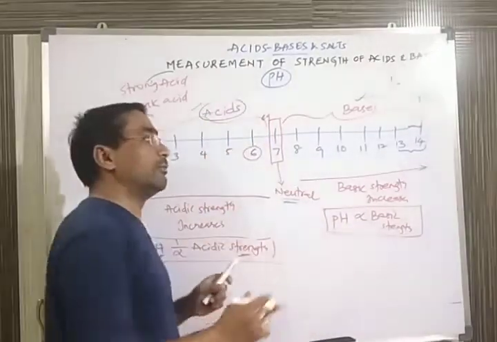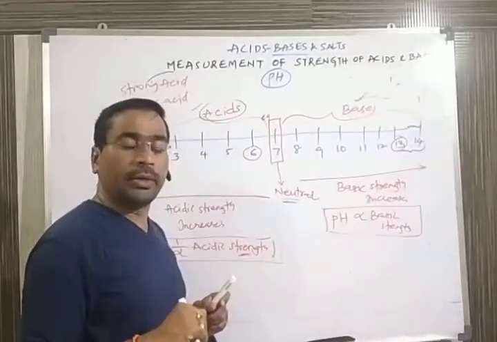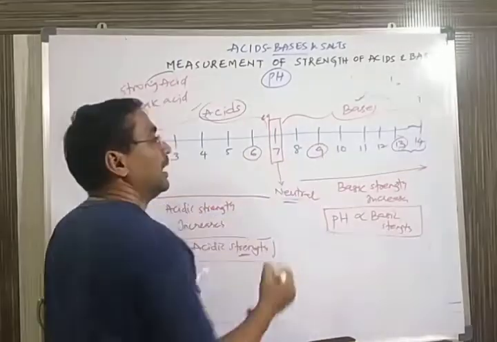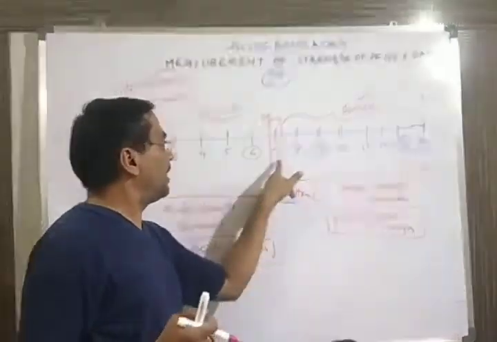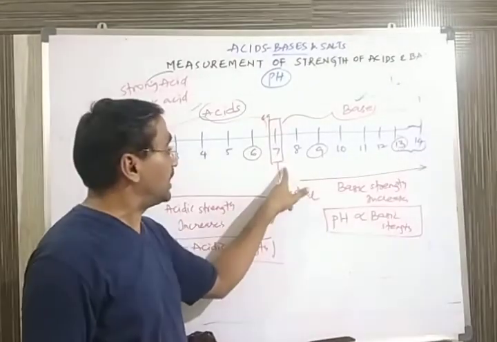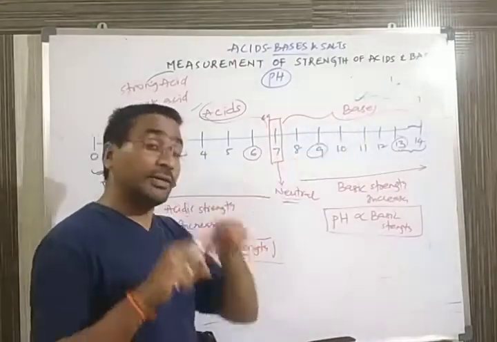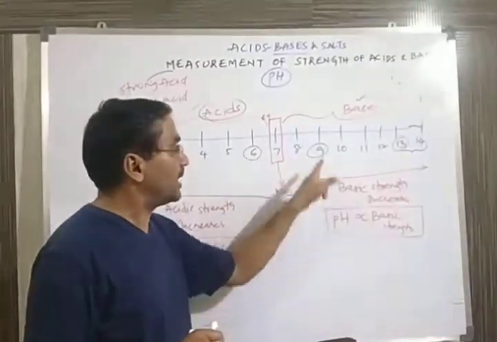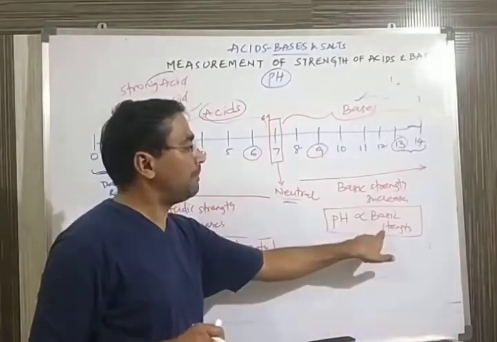Suppose I give you two samples, where the pH of one sample is 9 and the pH of the other is 13. Both have values greater than 7, so those are bases. If you want to say which is strong and which is the weak base, the rule is: the more the pH value, the more the base strength.